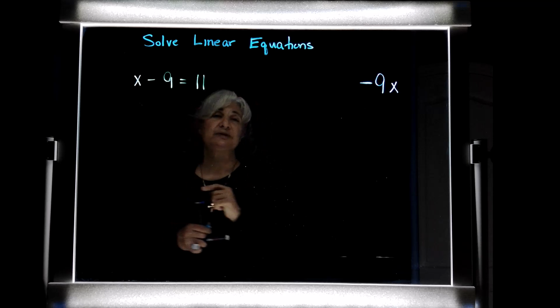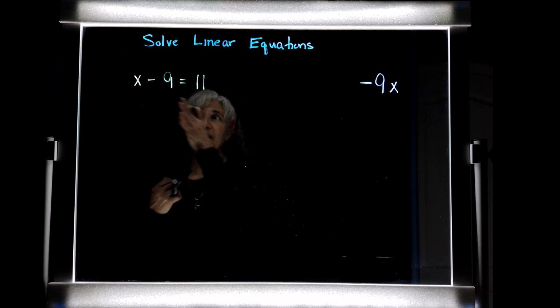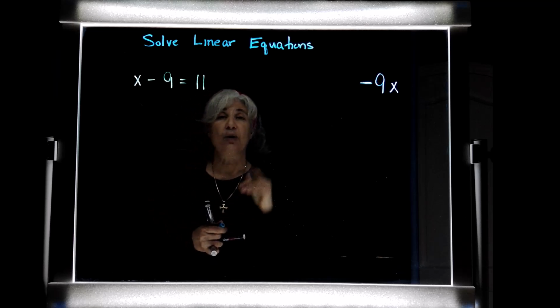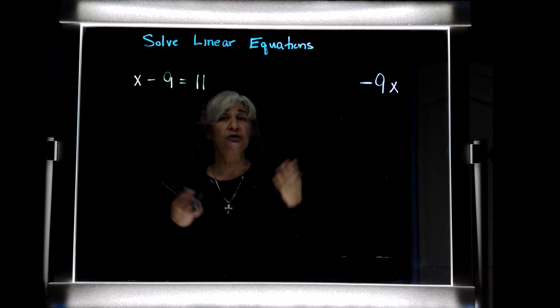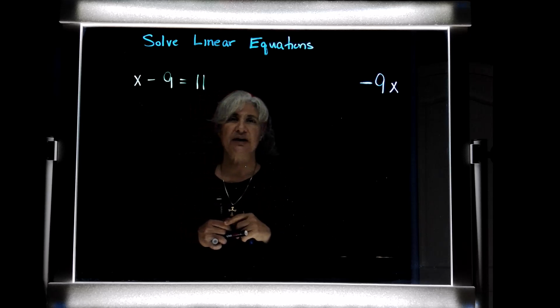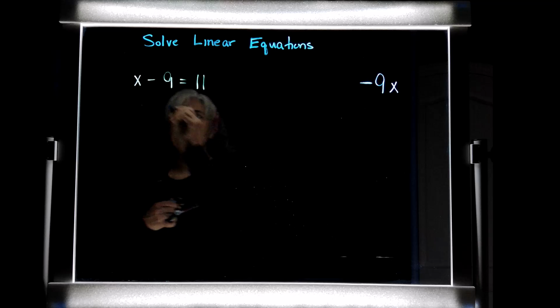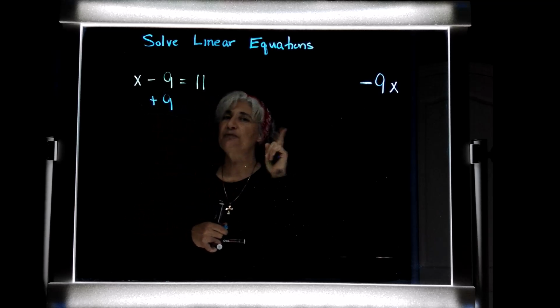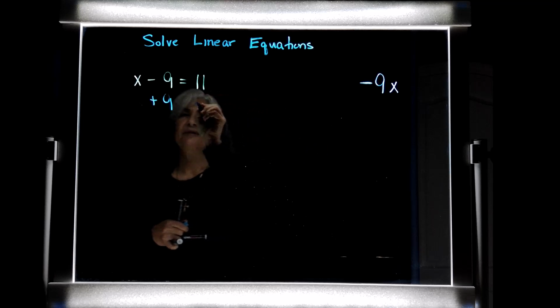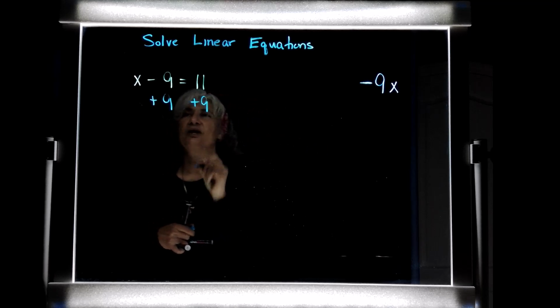Okay, so in this case, I'm solving for X and I have a 9 attached. Now, what's the operation between the X and the 9? Good, subtraction. So what's the opposite of subtraction? Addition. So to break this off, I'm going to have to add 9. Not just to the left, but also to the, excellent, to the right.